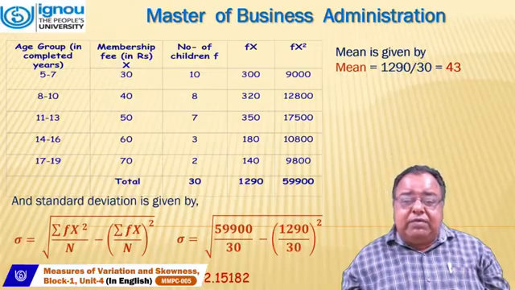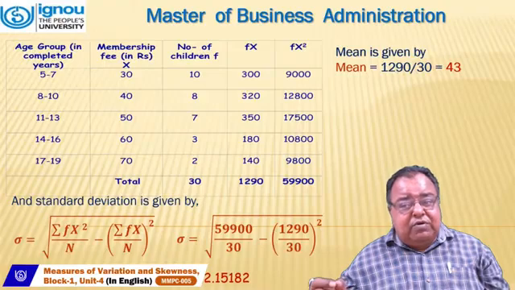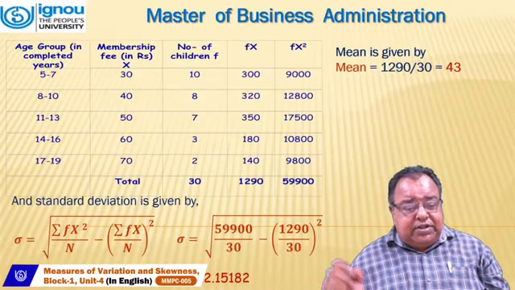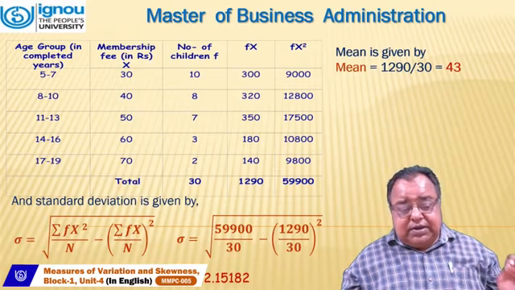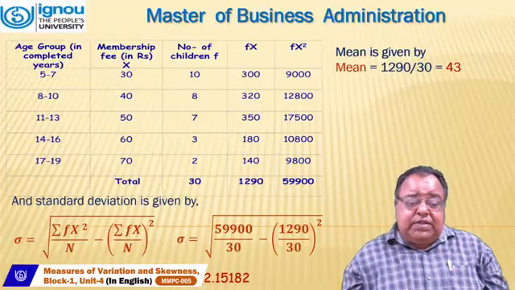First, we have to evaluate the mean, which is summation of fx divided by 30. That means 1290 divided by 30, which comes out to be 43. The mean is 43. Now we have to evaluate standard deviation. So we will be using the relation for which we have frequency with us.